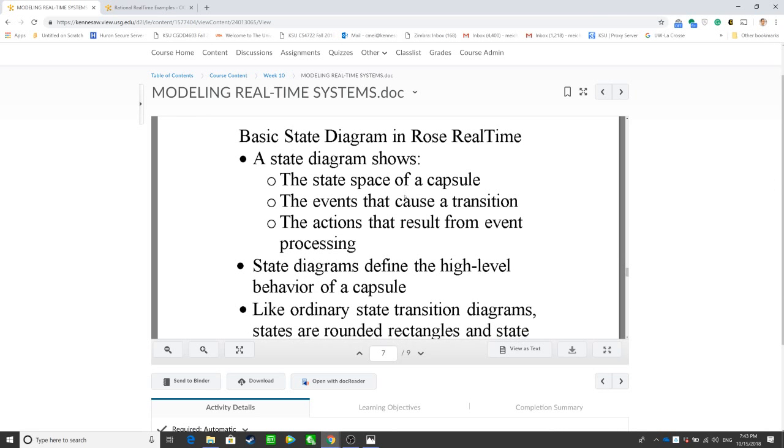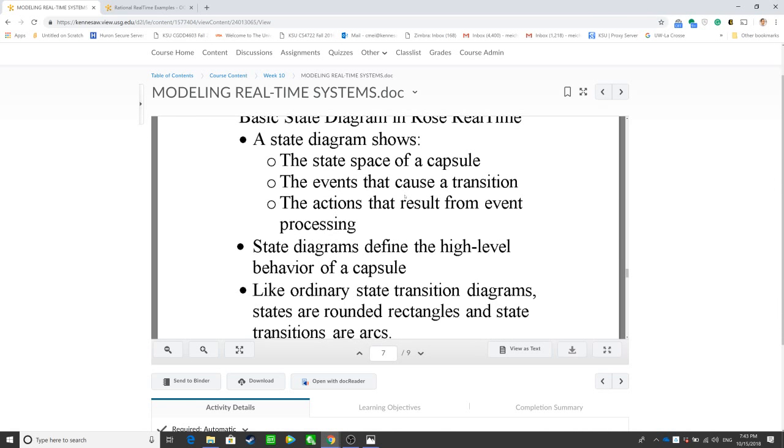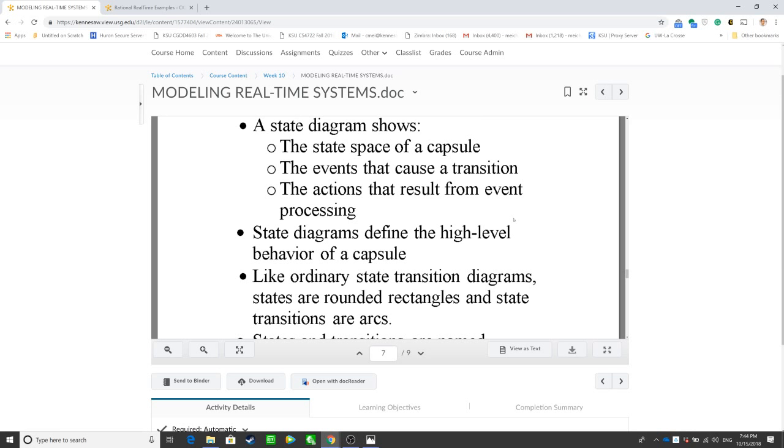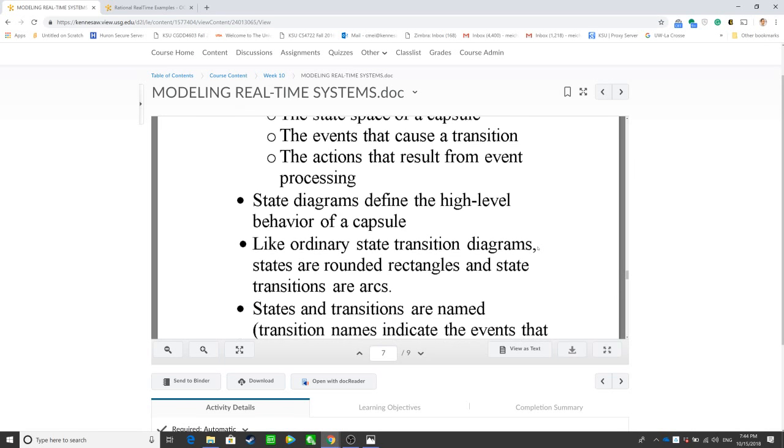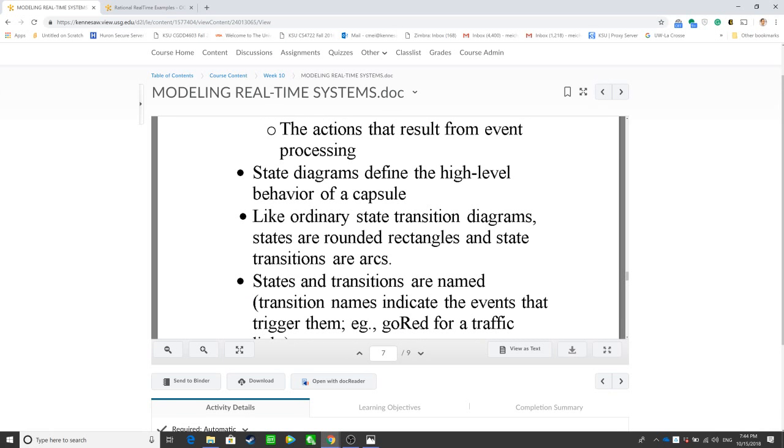Yeah, and the state diagram shows the state space of a capsule and the events that cause the transitions, and the actions that result from event processing. It's easy to understand. A state diagram defines the high-level behavior of a capsule. Every capsule has a state diagram. So it's not like every state is a class. No, it's a class that has a lot of states. Okay, so it's the other way around.